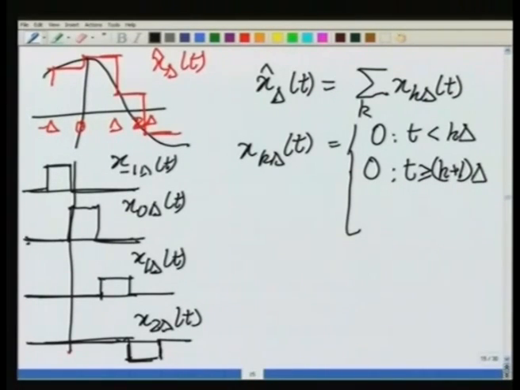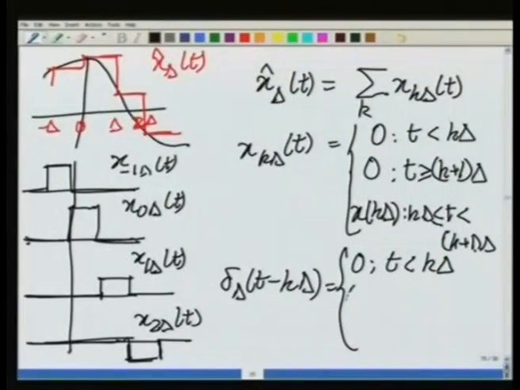And what value is it between these 2 points? It is equal to x, the original signal x at k delta, in the interval k delta less than or equal to t less than k plus 1 delta. This is our characterization of x k delta of t.